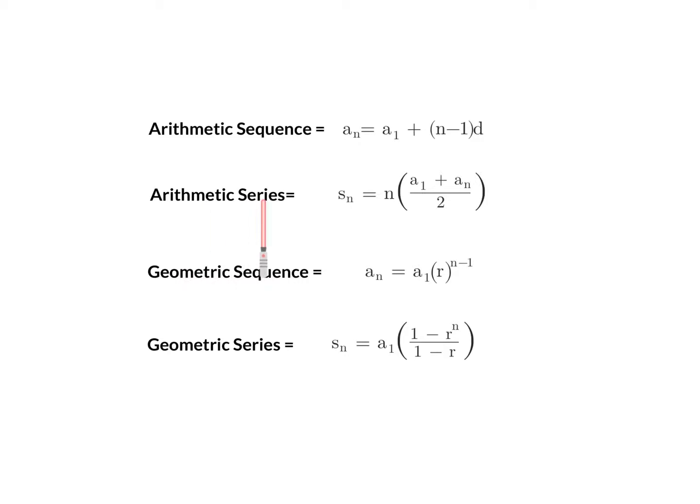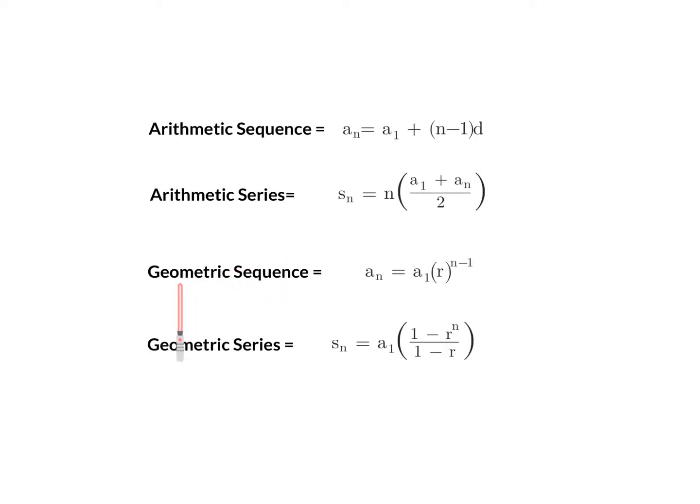Now, when we come to a series, remember, series basically means summation. We're adding. So we're going to add all the pieces of the sequence together. So S of n, your total of the series, is equal to n, the number of terms in the sequence, times a of 1, the first term, plus a of n, the last term, and you're dividing all that by 2.